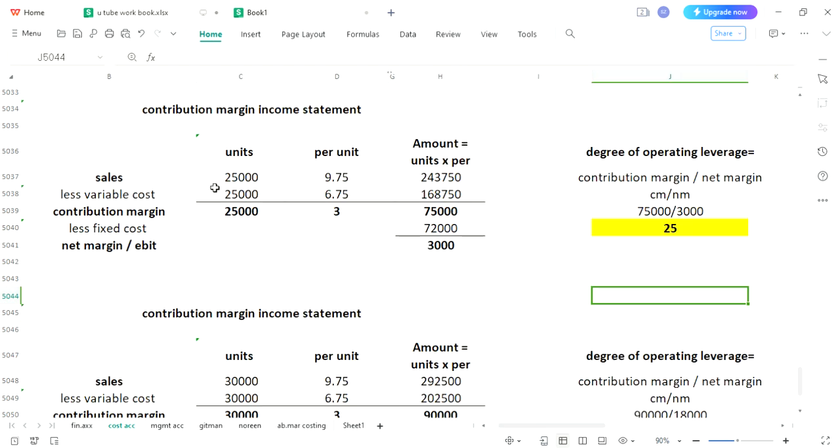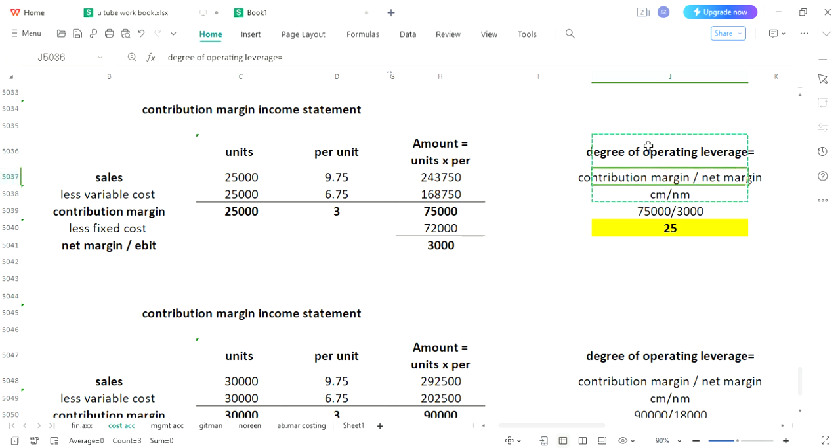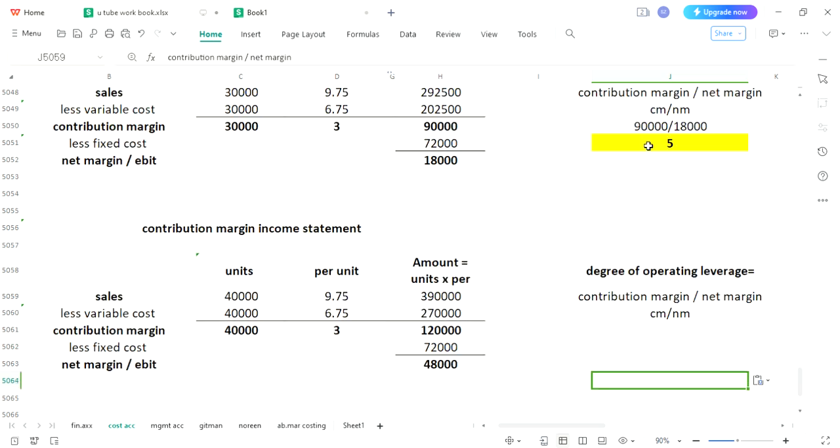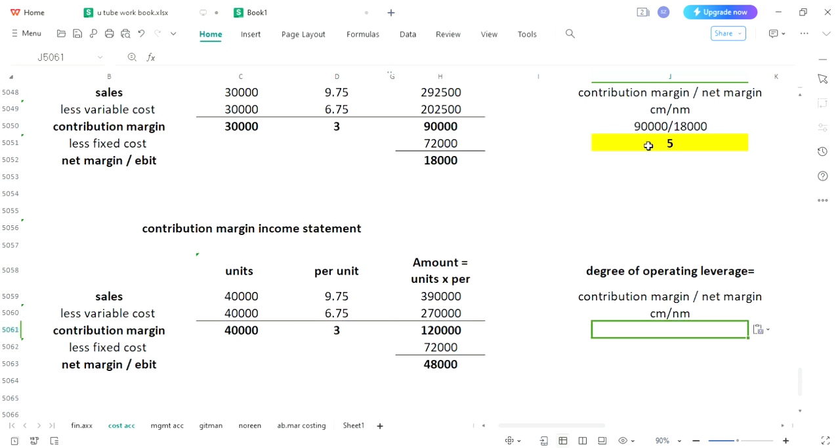Now we are required to calculate our degree of operating leverage, which is calculated from contribution margin and net margin. By dividing contribution margin by net margin, we will be able to calculate the degree of operating leverage. This is the third degree of operating leverage. Contribution margin over here is 120,000 and we are going to divide it by net margin, that is 48,000. So the statement has been completed. Now we can put it on our calculator. So we have got our answer, 2.5.